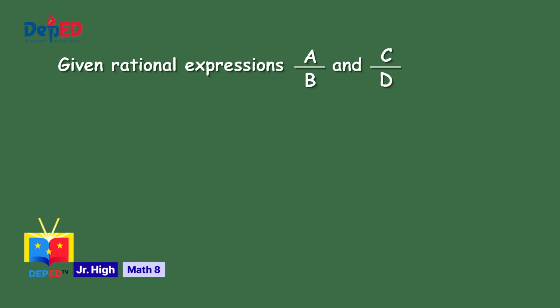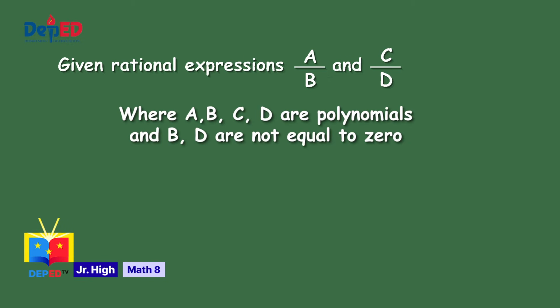Given rational expressions a over b and c over d, where a, b, c, d are polynomials and b, d are not equal to 0, the product of a over b times c over d is equal to the product of the numerators ac all over the product of the denominators bd.